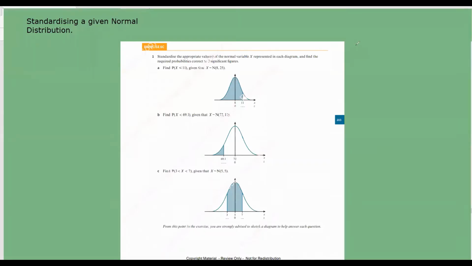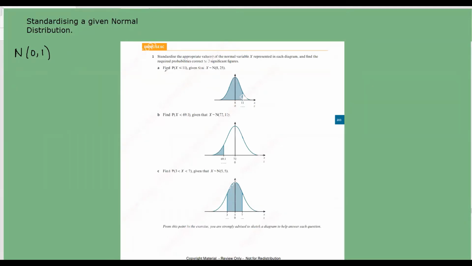Guys, you have seen that the standard normal distribution has parameters like its mean is 0 and its variance is 1. When you have your standard deviation like this, then you can use that table. But if your normal distribution is not a standard one, then you have to standardize that given normal distribution so that you can find the probabilities using that normal distribution table.